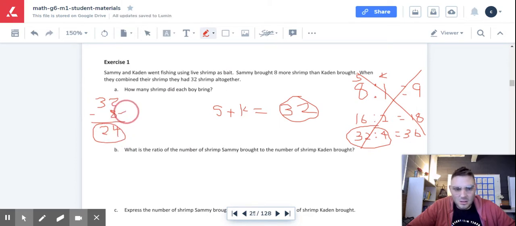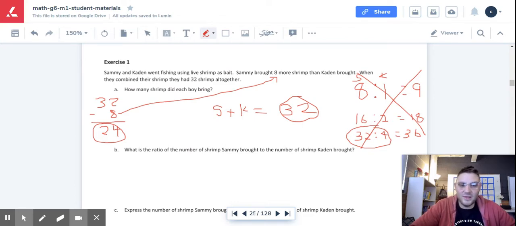Now, we have 24 shrimp, okay? That's the 8 more that Sammy brought, right? So Sammy brought those 8 more. Well, now they should have an equal amount of shrimp, 24. Well, if they have 24 together, and we split it in half because there's 2 of them, we give Sammy 12, and we give Caden 12. Well, then 12 plus 12 is equal to that 24, right? And then we take this 8 that we took out and we give that to Sammy. So now 8 plus 12 is 20. So we can say that Sammy has 20 and Caden has 12.